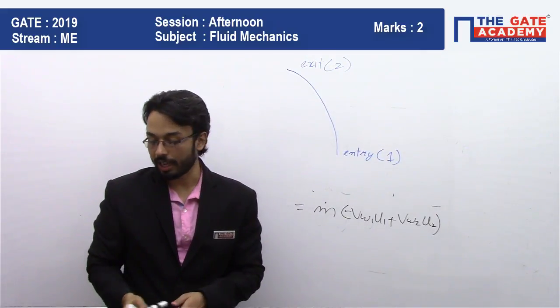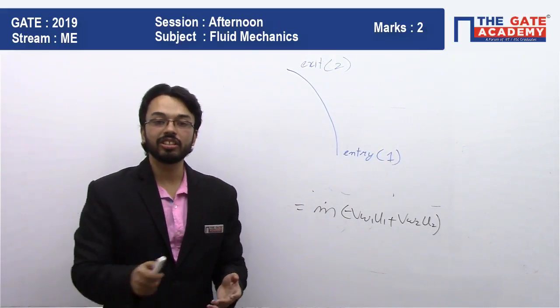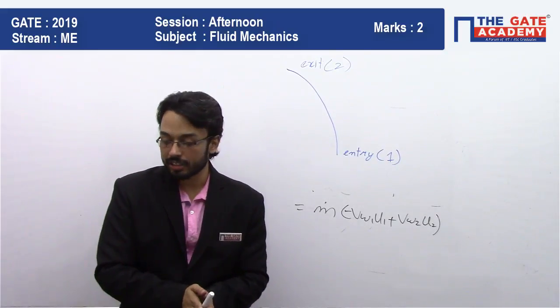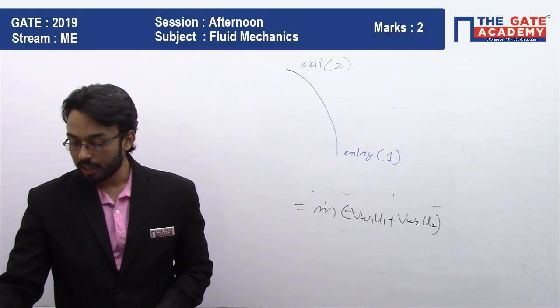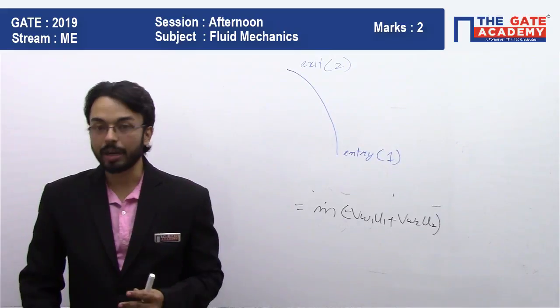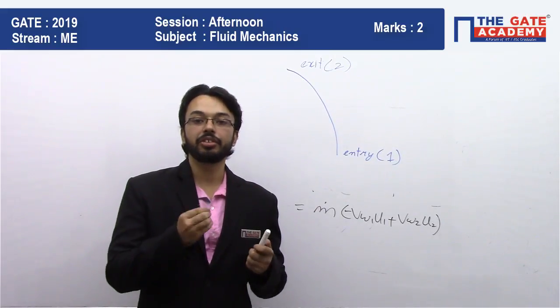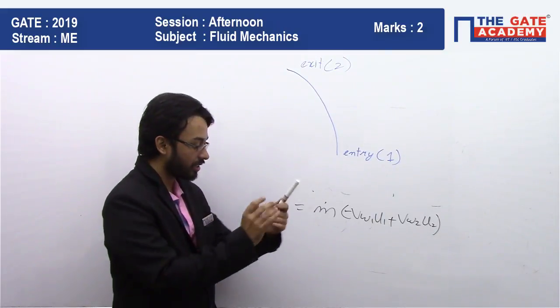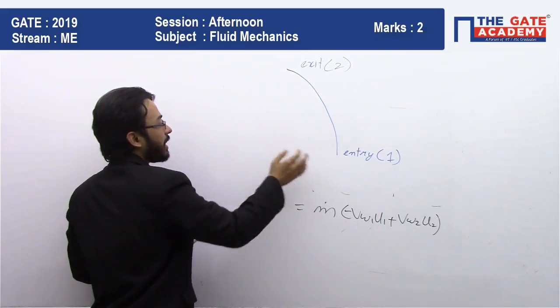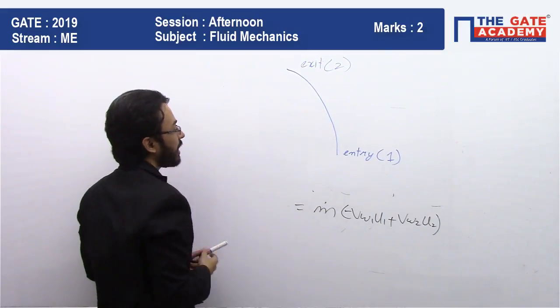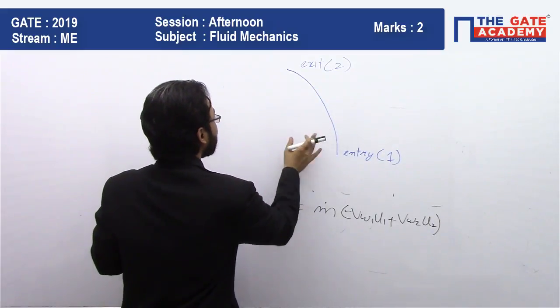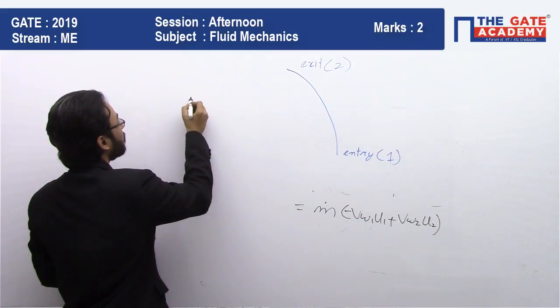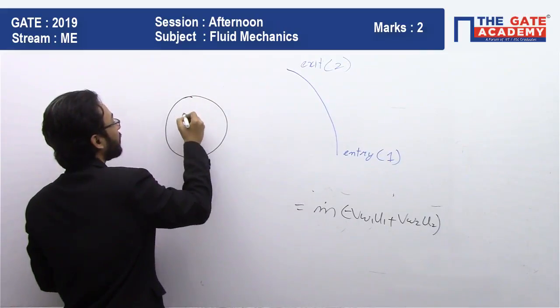So now let's see what happens. In the question it is given: the entry of fluid into the pump is axial. So what we mean is, consider this. This is the impeller, and this is the blade. How are they arranged? Consider this diagram first.